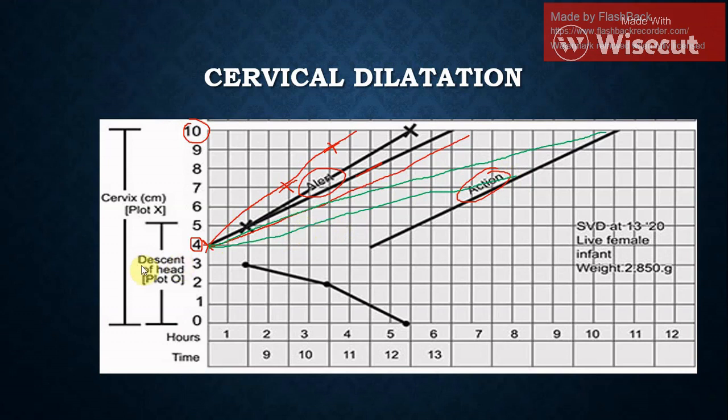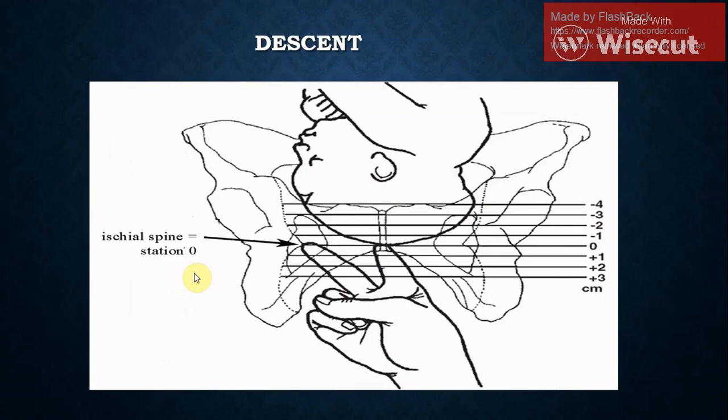So coming on to the other parameter, we have the descent of the fetal head. For the descent, we will come on to the next slide and we'll be back to the present slide. For the descent of the fetal head, the fetal presenting part gradually descends down until delivery. The position of the leading bony part is estimated in relation to the ischial spine of the mother.